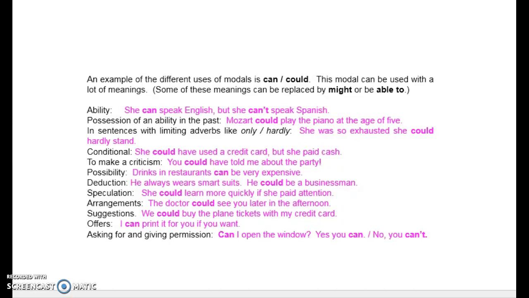You also have arrangements. The doctor could see you later in the afternoon. You also have suggestions. We could buy the plane tickets with my credit card is a suggestion. You have offers. I can print it for you if you want. Then you have asking for and giving permission. Can is used a lot for this kind of question. You have, can I open the windows? And the answer either affirmative or negative. Yes, you can, or no, you can't.